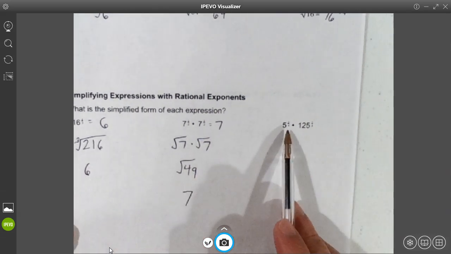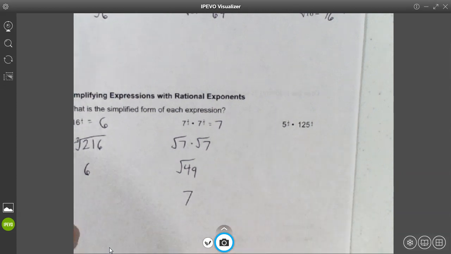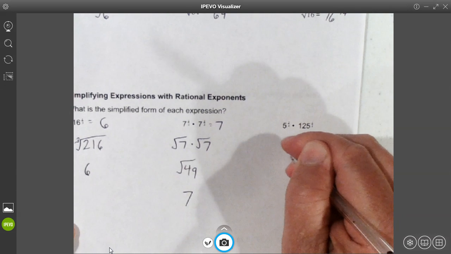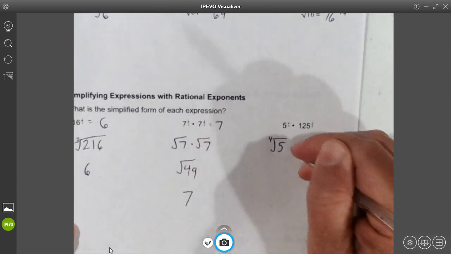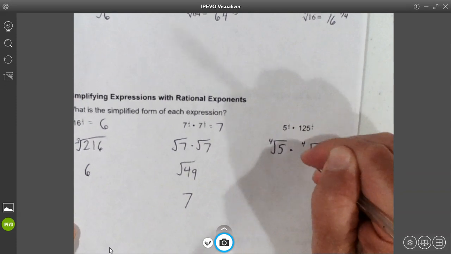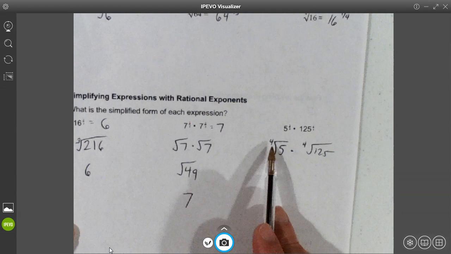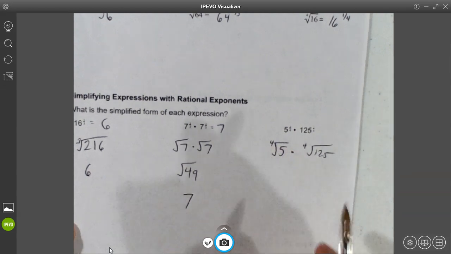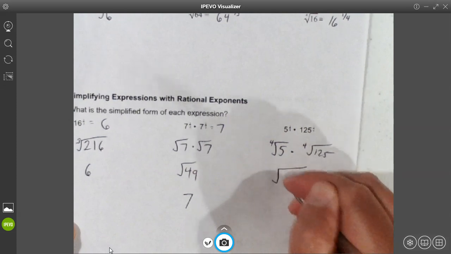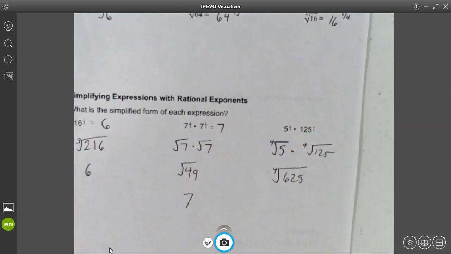And then finally, this is 5 to the 1/4 power times 125 to the 1/4 power. Again, I can write those in radical form. So that would be the fourth root of 5 times the fourth root of 125. Since they're both fourth roots, since these indexes are the same, I can just multiply those. And 5 times 125 is 625. So that is the fourth root of 625.